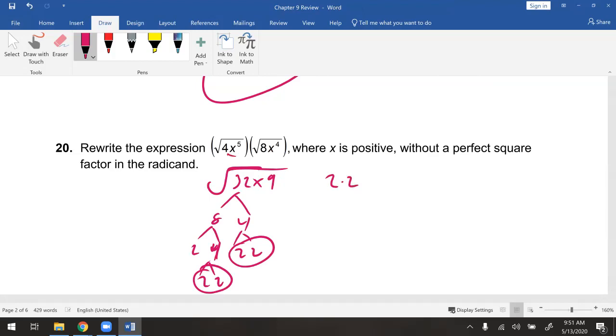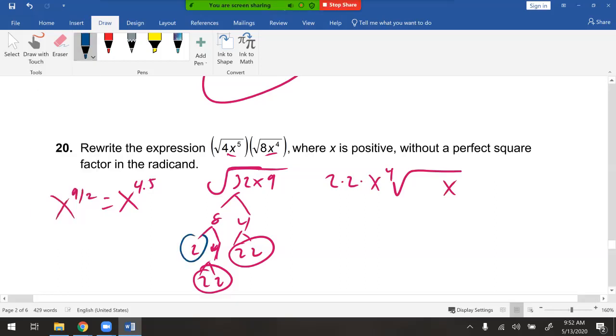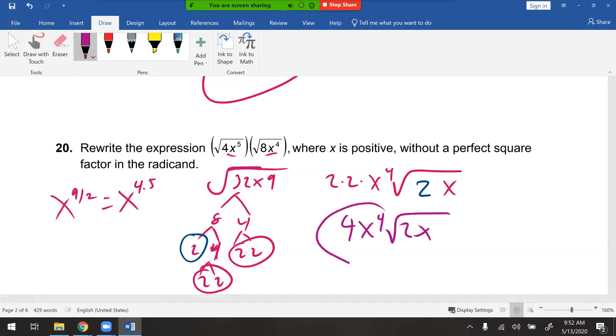But now let's focus on the x's. Well, 5 plus 4 is 9. We divide that by 2, and we get 4.5. So notice how I've got a 4, but then a 0.5. That means I need an x to the fourth on the outside and then an x inside. Whatever did not get paired from this that I broke down stays inside. So our final answer is going to be 4x to the fourth, then radical 2x. Voila, that's it.